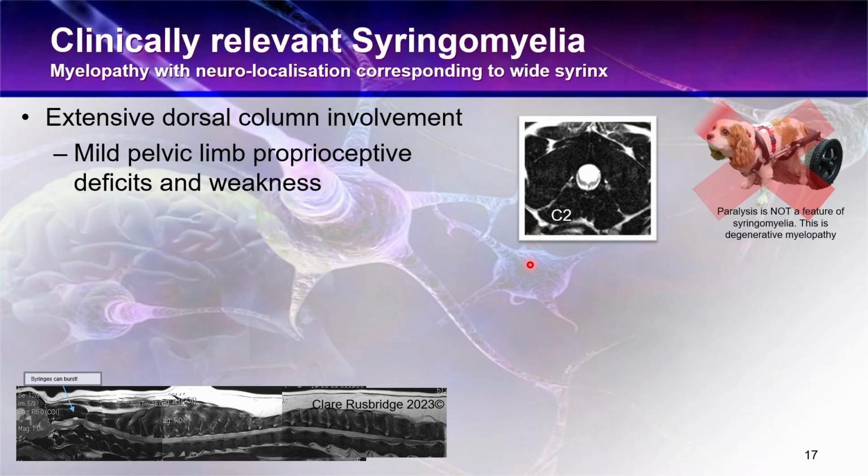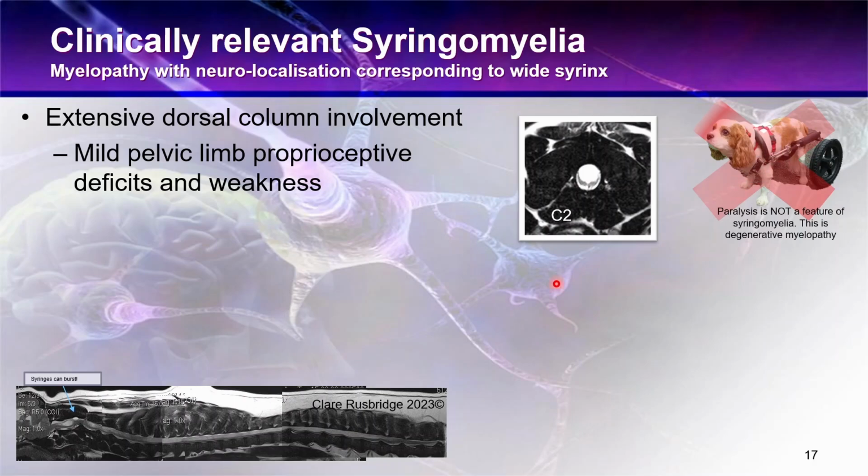So, if there is extensive dorsal column involvement, then you may get mild proprioceptive deficits and weakness, but it can be really surprising how wide a syrinx can get, and the dog can still walk. And that's because dogs actually, for their pelvic limbs, require very few axons to continue to walk. So paralysis is not a feature of degenerative myelopathy, thanks to Cavalier Health for this image.